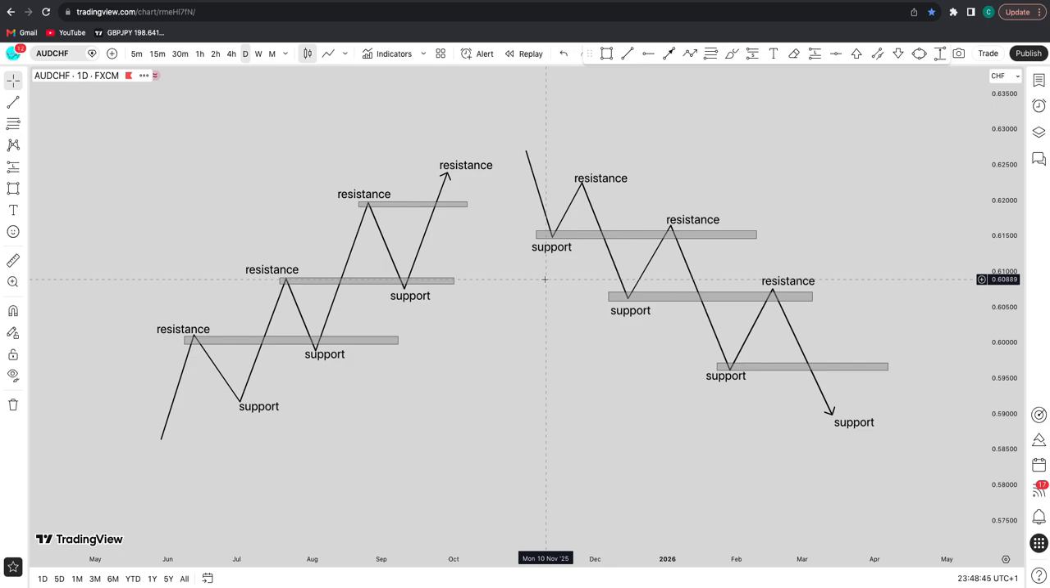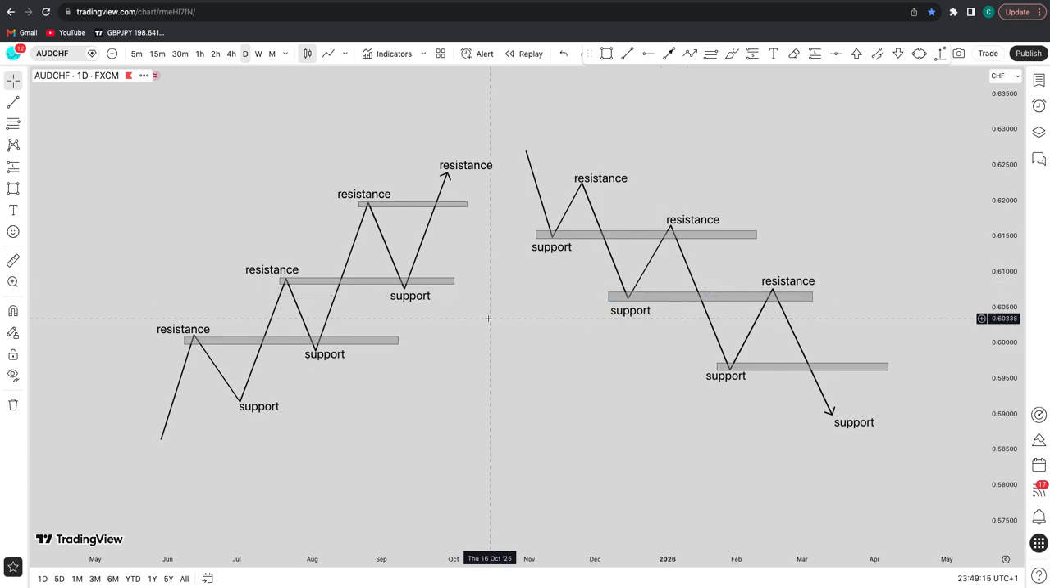It means support and resistance is a particular level where price tends to pause or reverse because buyers or sellers have a lot of pressure in that particular zone. So let's talk about support first. Support is a price level where buyers are strong enough to prevent the price from falling further.